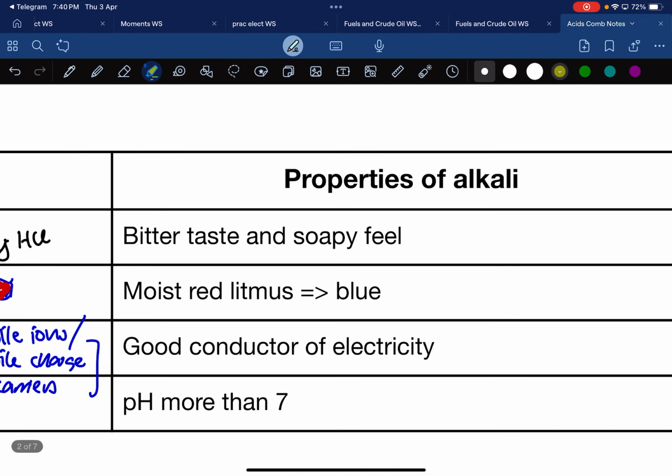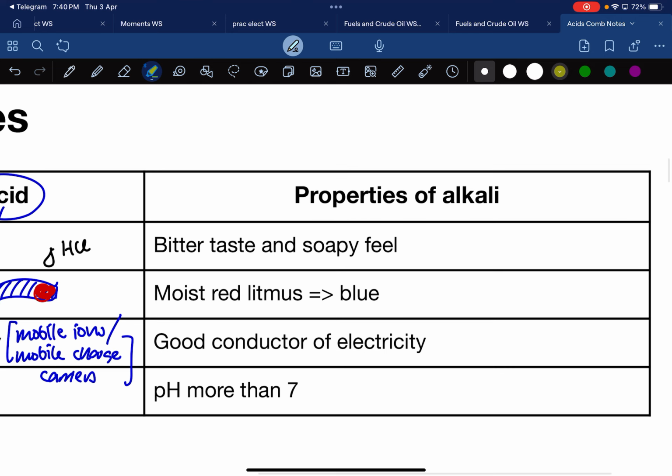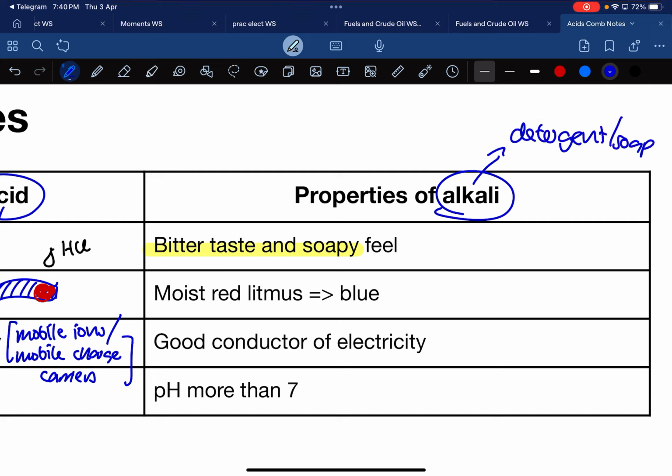Then we have alkali. I remember we keep comparing these two. Alkalis have a bitter taste and are soapy. These are the ones that you find in detergent or soap. The soap that we use at home, to shower and all this, they are bitter because they contain alkali.